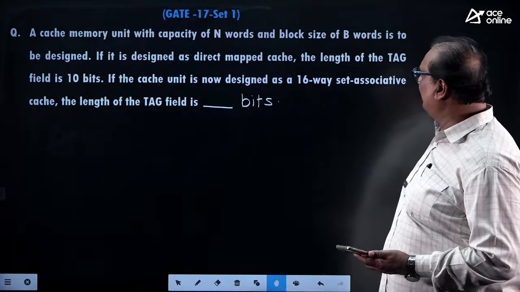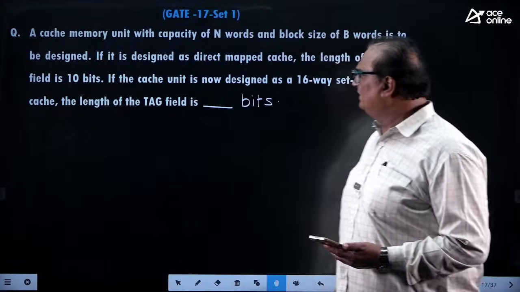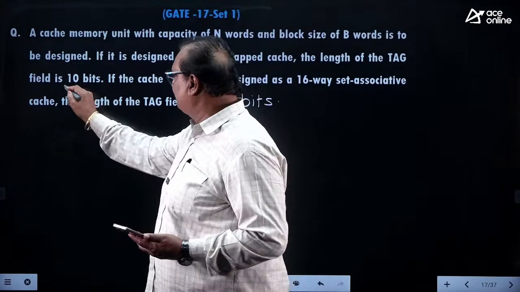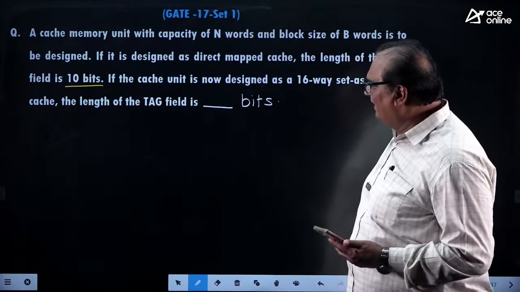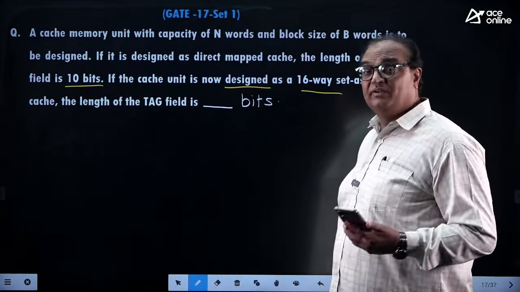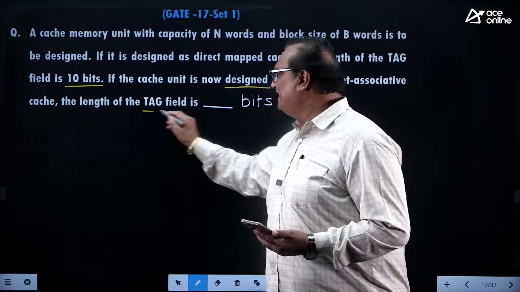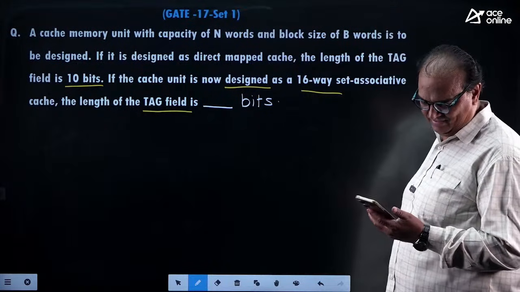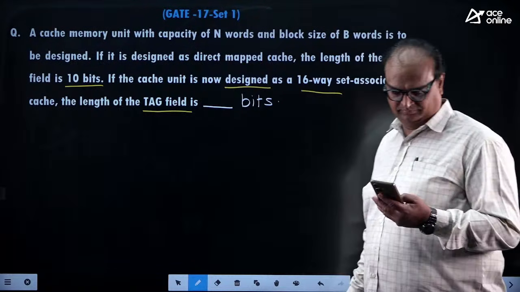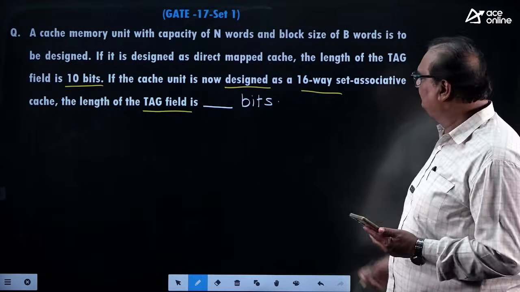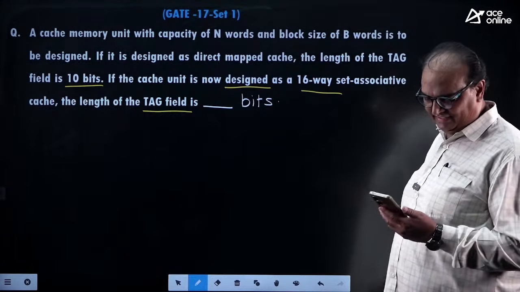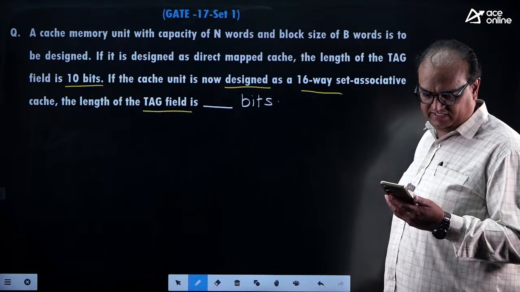Cache memory unit with capacity of n words and block size of b words is to be designed. If it is designed as direct mapped cache, length of the tag field is 10 bits. If the cache unit is now upgraded, means redesigned as 16-way set associative without changing other parameters, what is the new tag field size? Very simple it is.